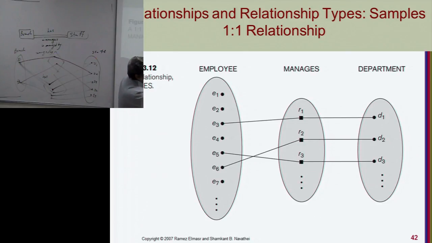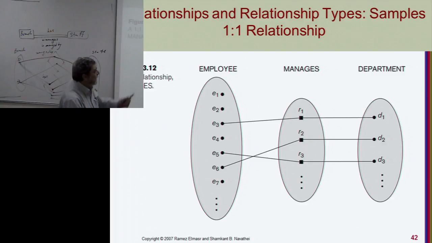So, looking at one side, the department, only one link goes out, right? From each entity. And employee, only one link goes out from that side, right? We call this one-to-one relationship. One from this side is linked to one from that other side. Got it? That's why we call it 1 to 1.